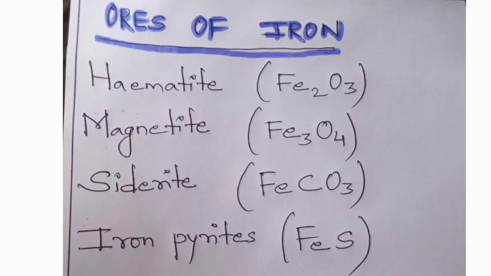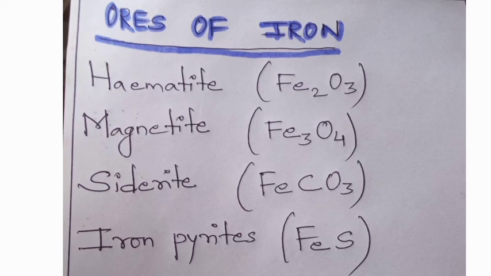Some of the ores of iron are hematite, whose formula is Fe2O3. Another ore of iron is magnetite, whose formula is Fe3O4. Another ore of iron is siderite, whose formula is FeCO3. And another ore of iron is iron pyrite, whose formula is FeS2.